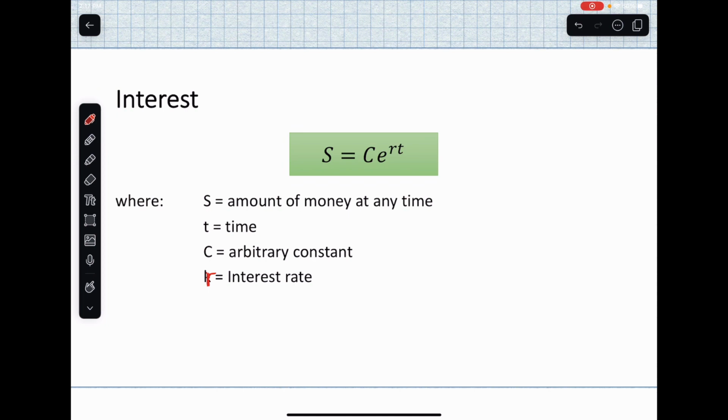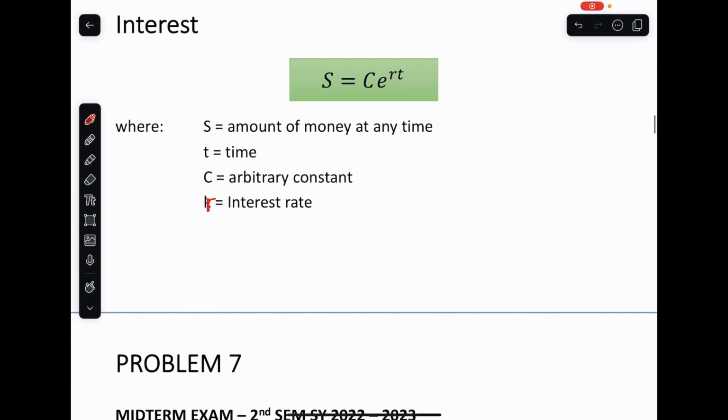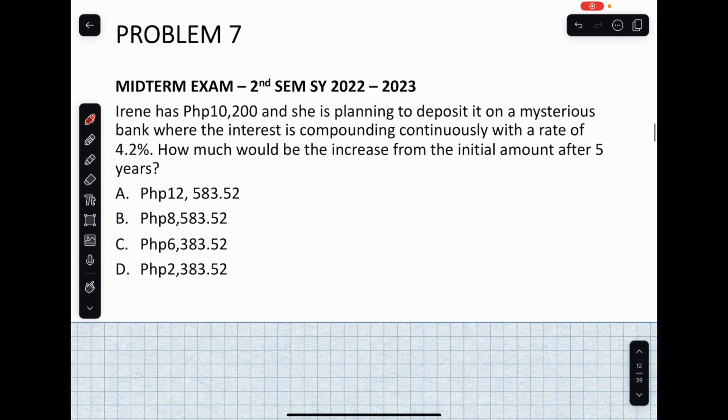Anyway, we use the same formula. S would be the amount of money at any time T. C is the arbitrary constant. R is the interest rate, which is in decimal form. Therefore, if it is a percentage, we need to divide it by 100. And then T would be the time.